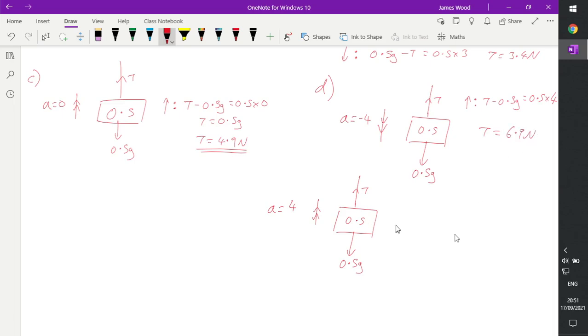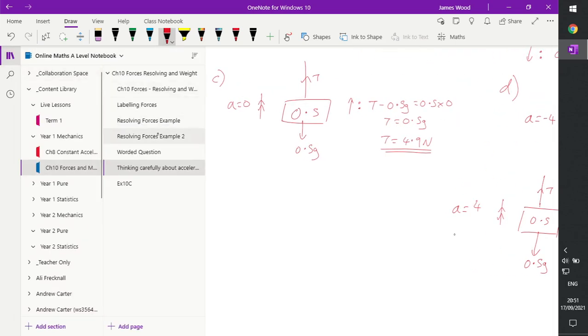On this one here, if I resolve up, it would be the same one, but I could resolve down as well. Either way, I'm going to get that 6.9 newtons. Accelerating down, but decelerating would be minus 4 in this direction. But that's exactly the same as accelerating upwards with 4.